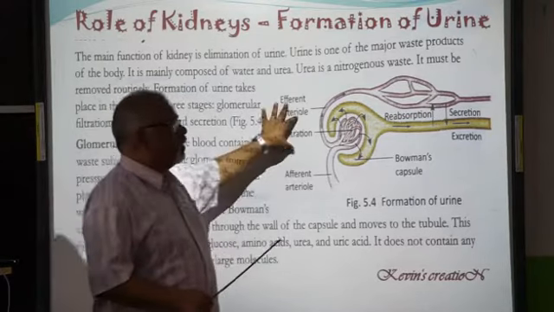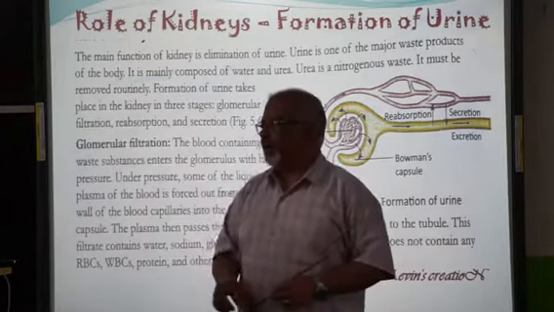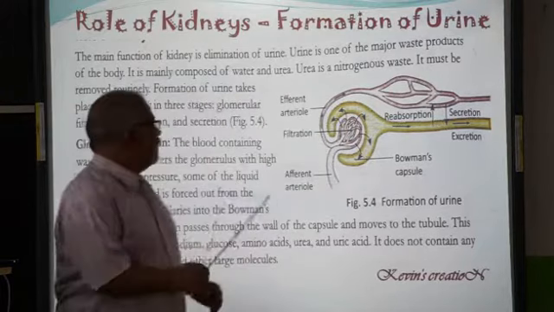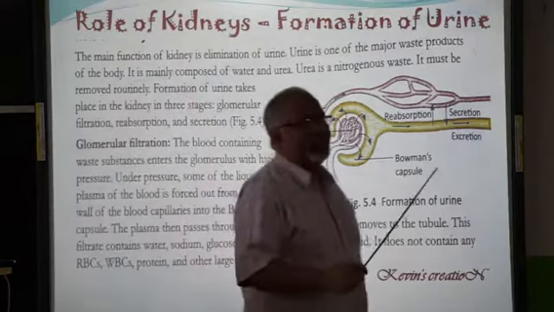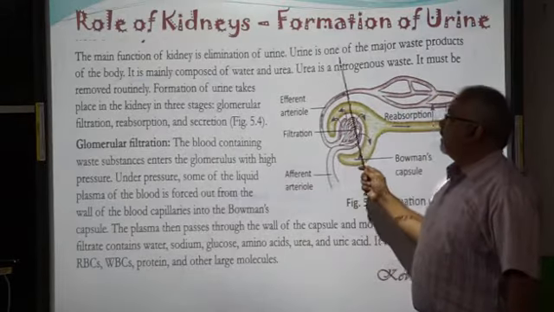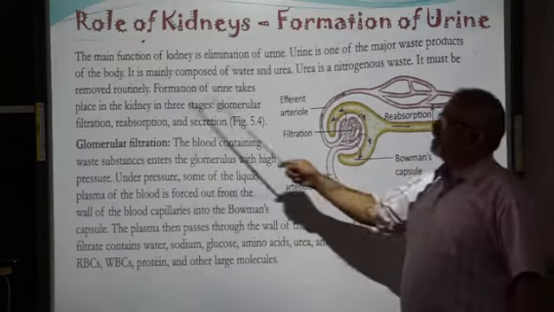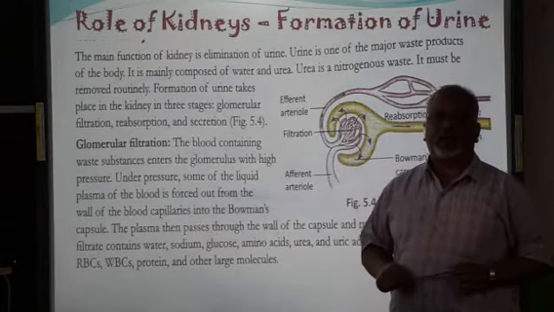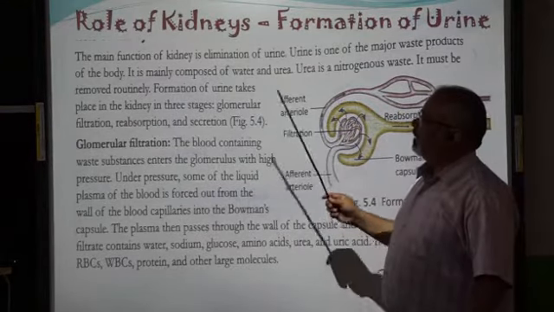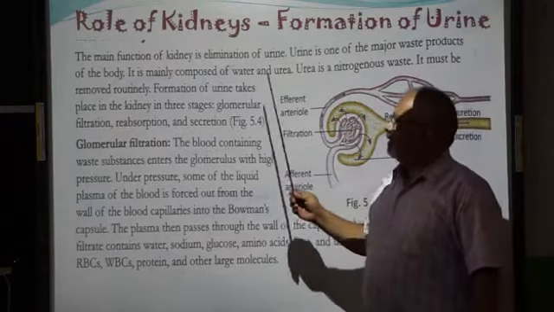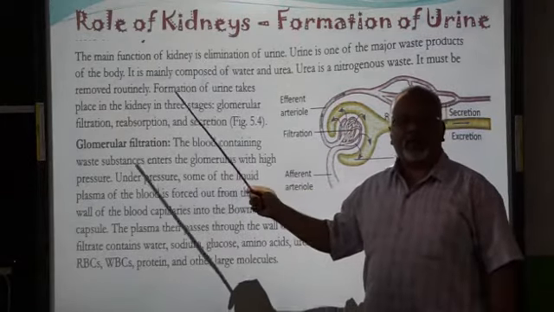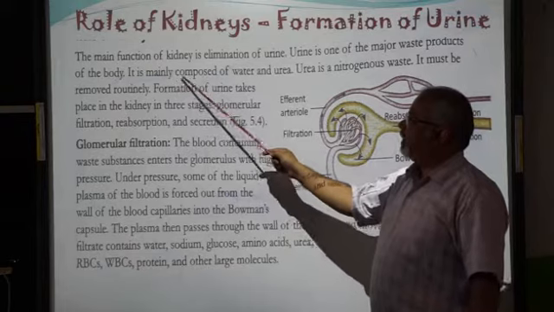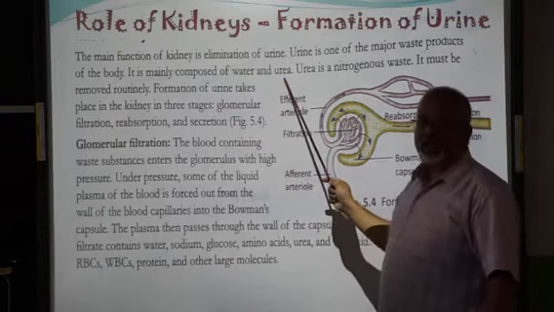So let us discuss how urine is formed in our body. Now the main function of kidney is the elimination of urine. It is one of the major waste products of the body. In our body many metabolic activities are going on, and because of that the waste products are also there, and that has to be eliminated, come out of our body. It is mainly composed of water and urea.